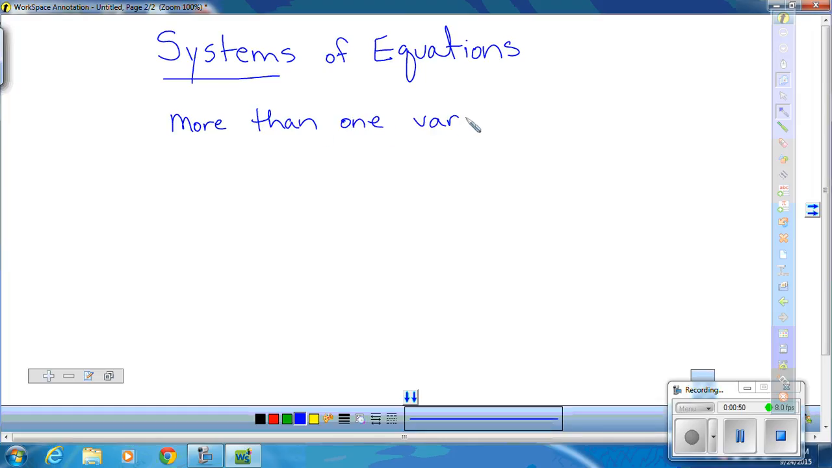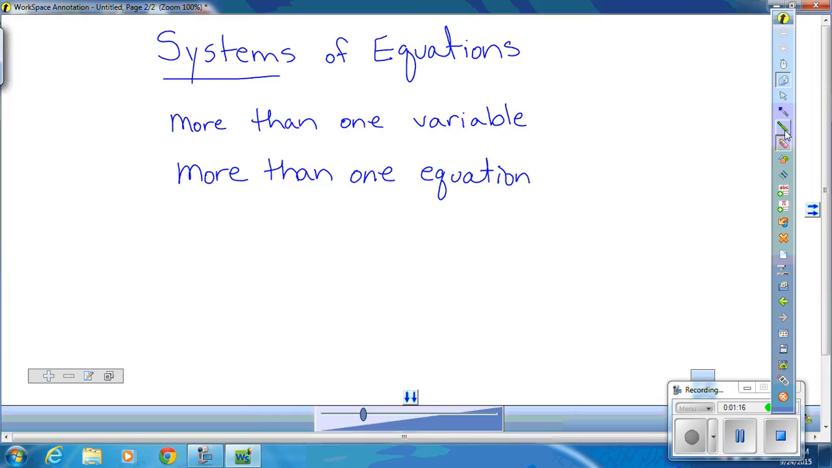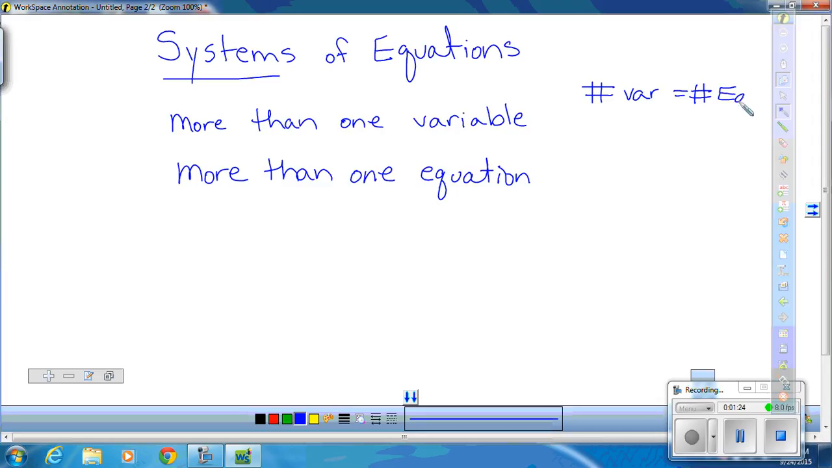We can have 3 variables and 3 equations, or 4 variables and 4 equations, but be aware that to solve a system of equations, for every variable, for everything you don't know, you need an equation to solve for it. So if I only have 2 variables, I only need 2 equations. If I have 3 variables, though, I'm going to have 3 equations. So the number of variables needs to be the same as the number of equations in order to actually be able to solve for those equations.